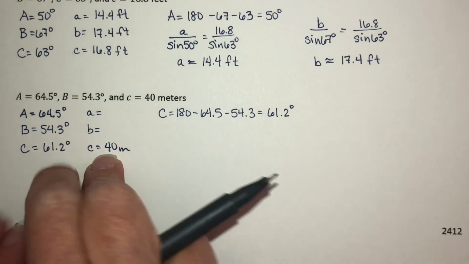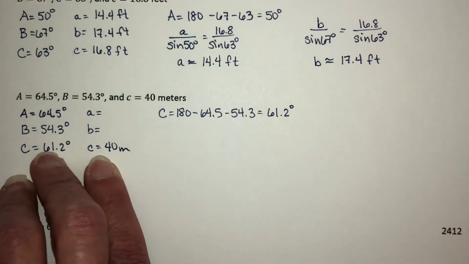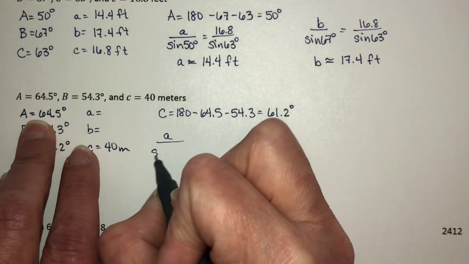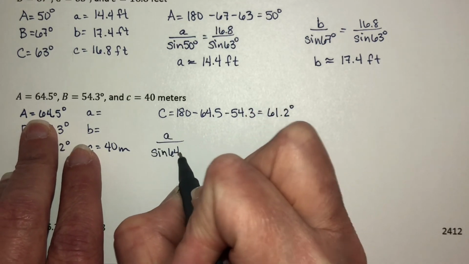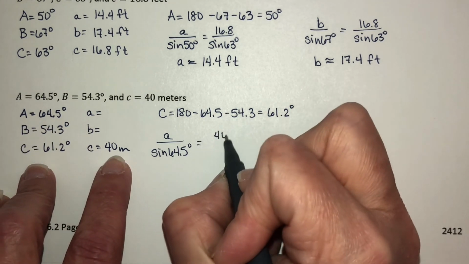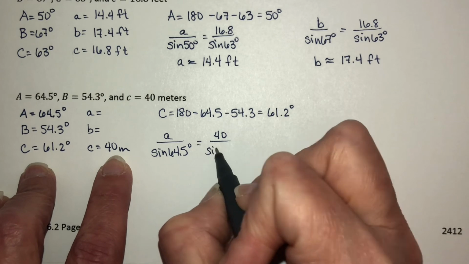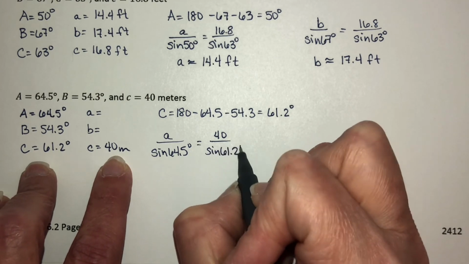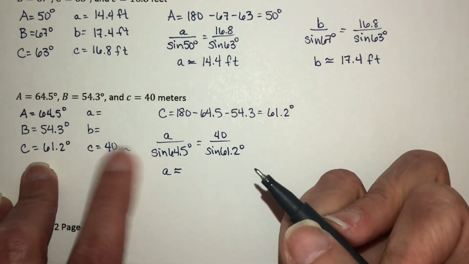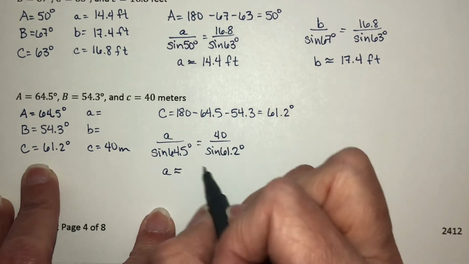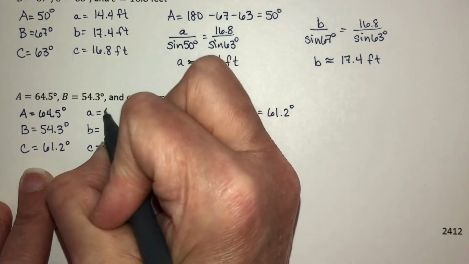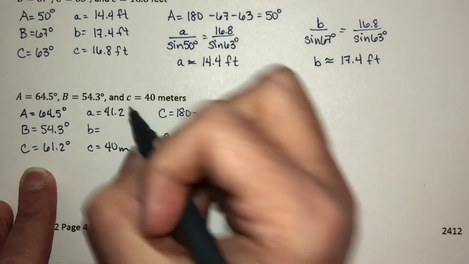Okay, so this is the pairing we have both information for. So A over sine of 64.5 degrees is equal to 40 over sine of 61.2 degrees. Solve that for A and round, and you get approximately 41.2. And that will be centimeters.